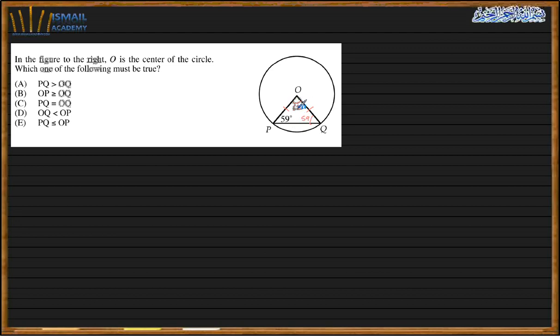And we know if the angle is greater, the opposite side is bigger. The greater the angle, the longer the opposite side to that angle. Which means that PQ is the longest side. So here we have PQ is greater than OQ. This is true. So it looks like the first answer is the right answer. OQ is greater than OP is greater than OQ. This is not true because this is isosceles. They must be equal. So let's move on.